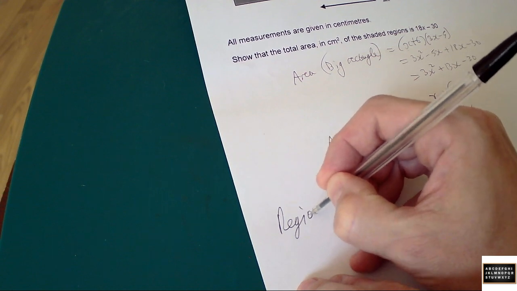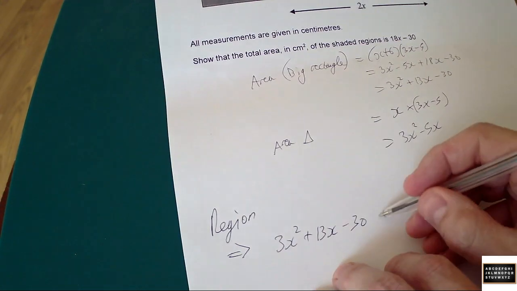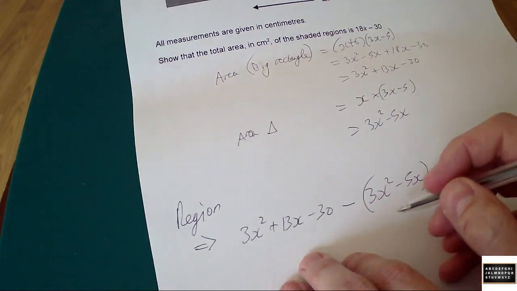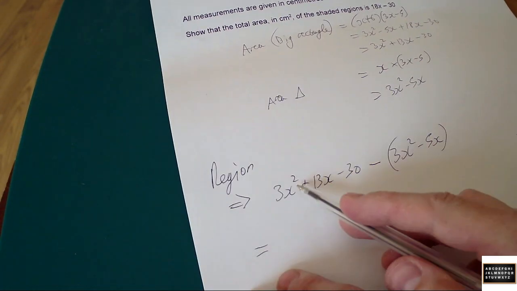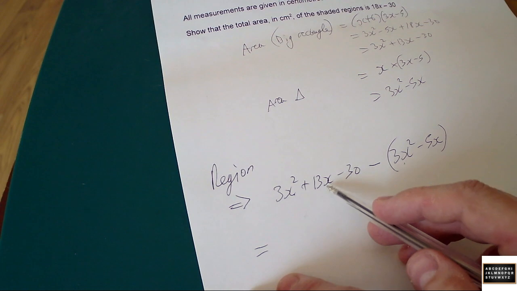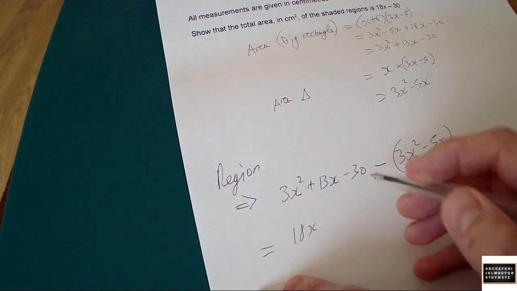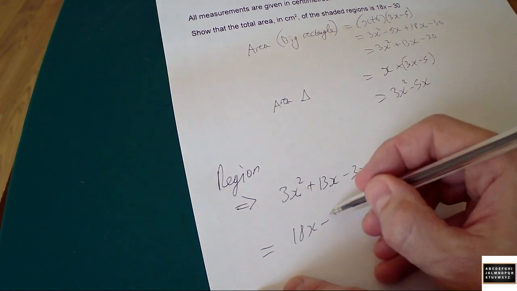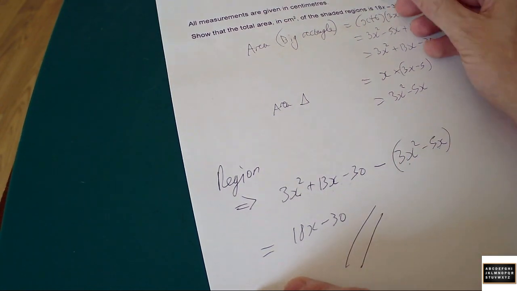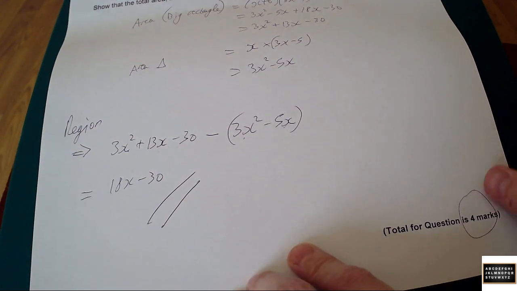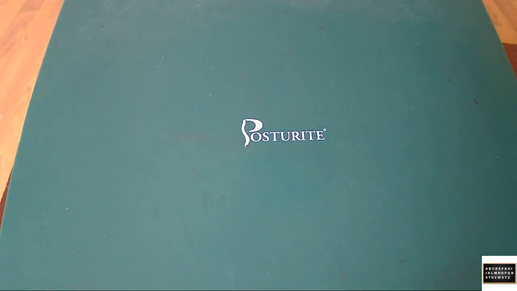I'm going to be careful with brackets here just to show that I'm taking the whole thing away. So 3x squared, take away 3x squared, that's going to cancel. 13x minus 5x is 18x, 2 minuses make a plus, and then you've got the minus 30 here, and that's what they wanted you to show. So you've got that down, and hopefully you'll get your 4 marks.